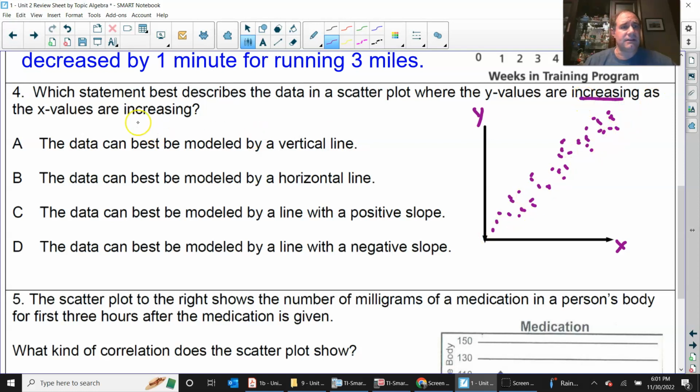So increasing, increasing. The data can be best modeled by a vertical line? No. The data can be modeled by a horizontal line? No. The data can be modeled with a positive slope? Yes. And this is not a negative slope.